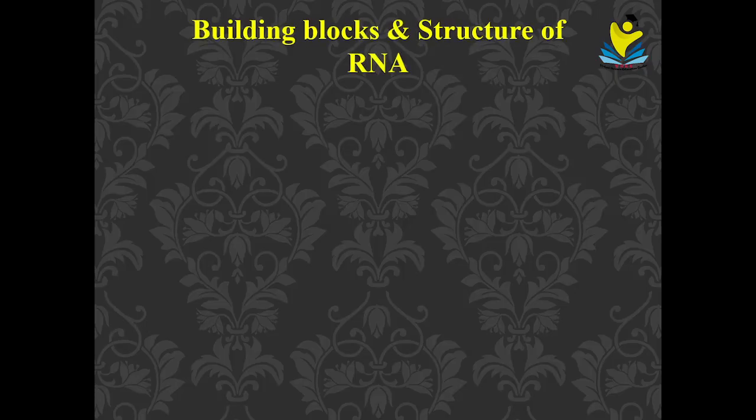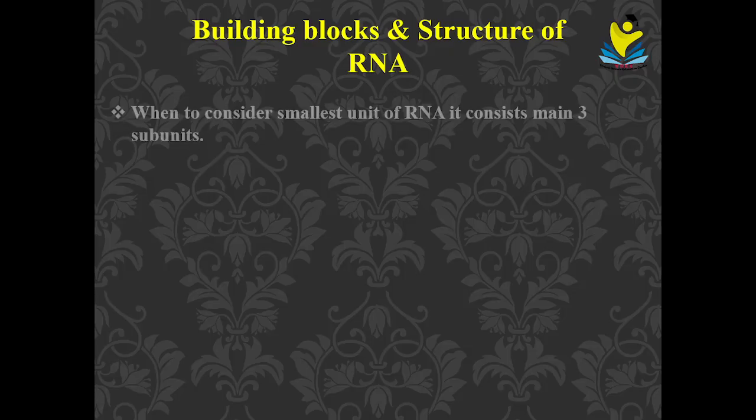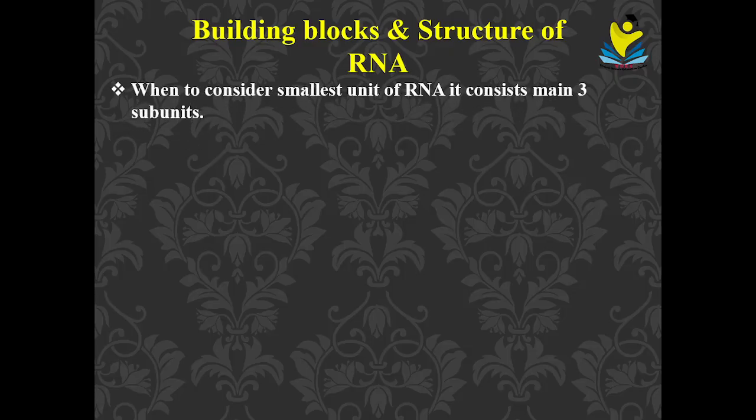Okay guys, let's discuss the building blocks and structure of RNA. When we consider the smallest unit of RNA, it consists of three main subunits. Those subunits are a phosphate group and a pentose sugar group. RNA has ribose sugar. The second subunit is the phosphate group. Third is the nitrogen bases.